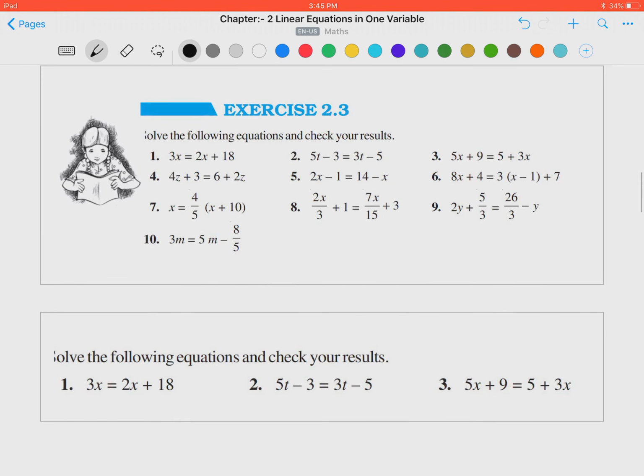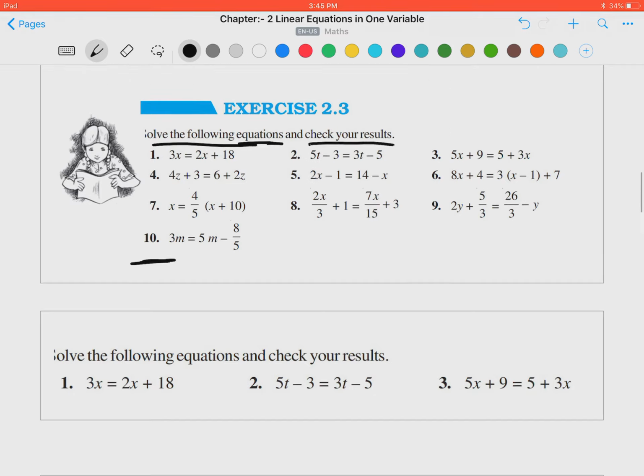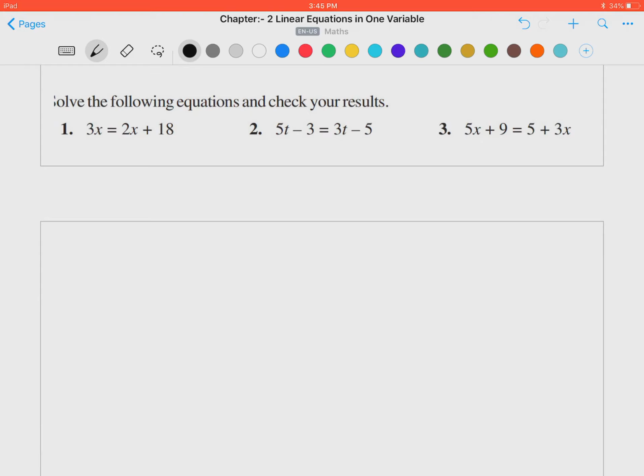Based on this concept, we have exercise 2.3. This exercise 2.3 has a total of 10 questions. The question is, solve the following equation. First we have to solve the equation, that means we have to find the value of x, and then check your result. Here we also have to check the result. I will tell you how we'll check the results. So let's see the first question.